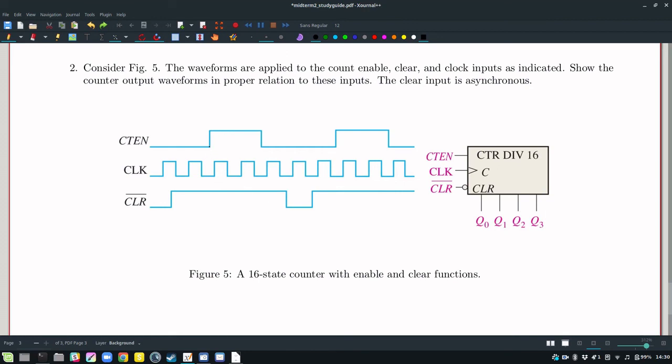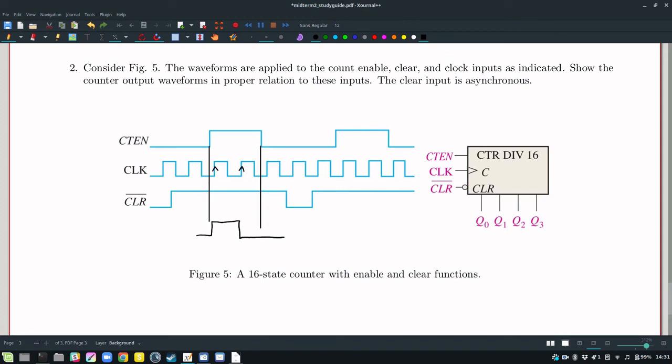But the count enable also has to be high, so let's block off this time here and this time. Remember this is a positive edge triggered device, so the first positive edge is there, second positive edge. So we get two positive edges, and so along will come our Q0. On the first positive edge, it will go high, and then on the second positive edge, it will go low, and then nothing happens after that because we're outside the enabled window.